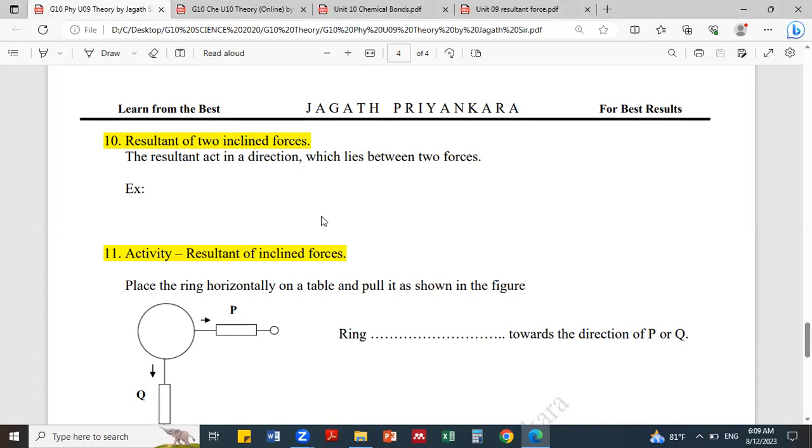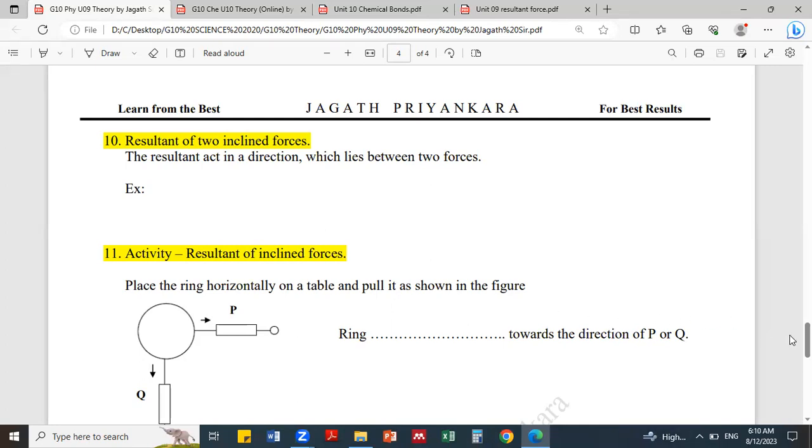Resultant of two inclined forces. Now, one example here. So here you can see the resultant of two inclined forces. Here the resultant acts in a direction which lies between the two forces. What does this mean?